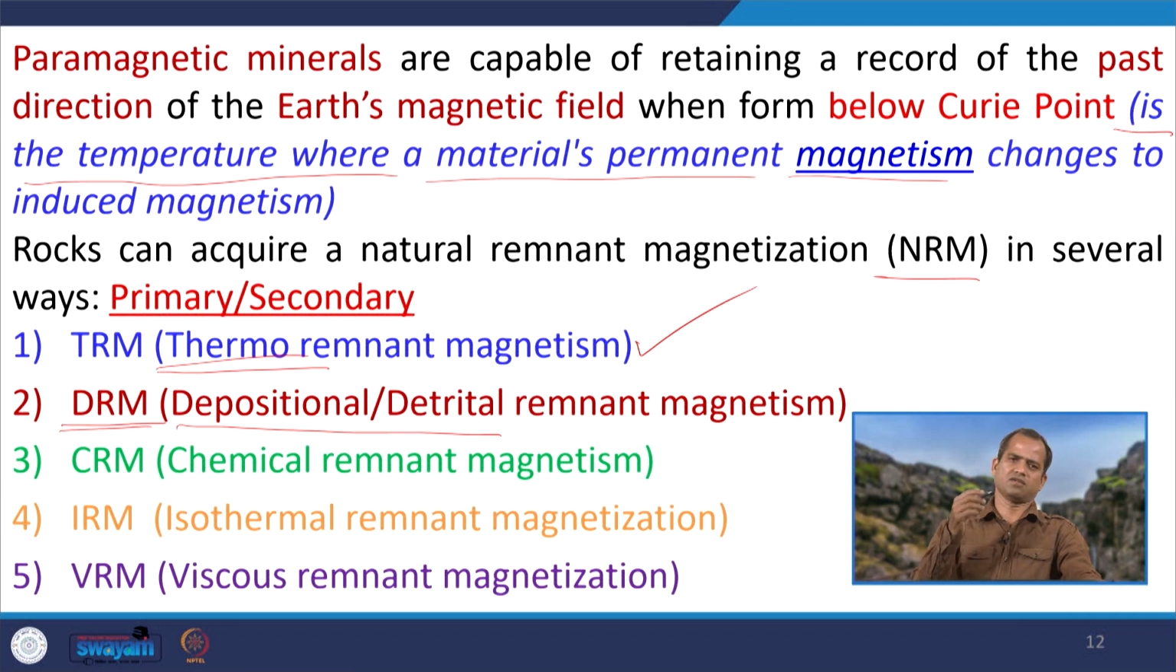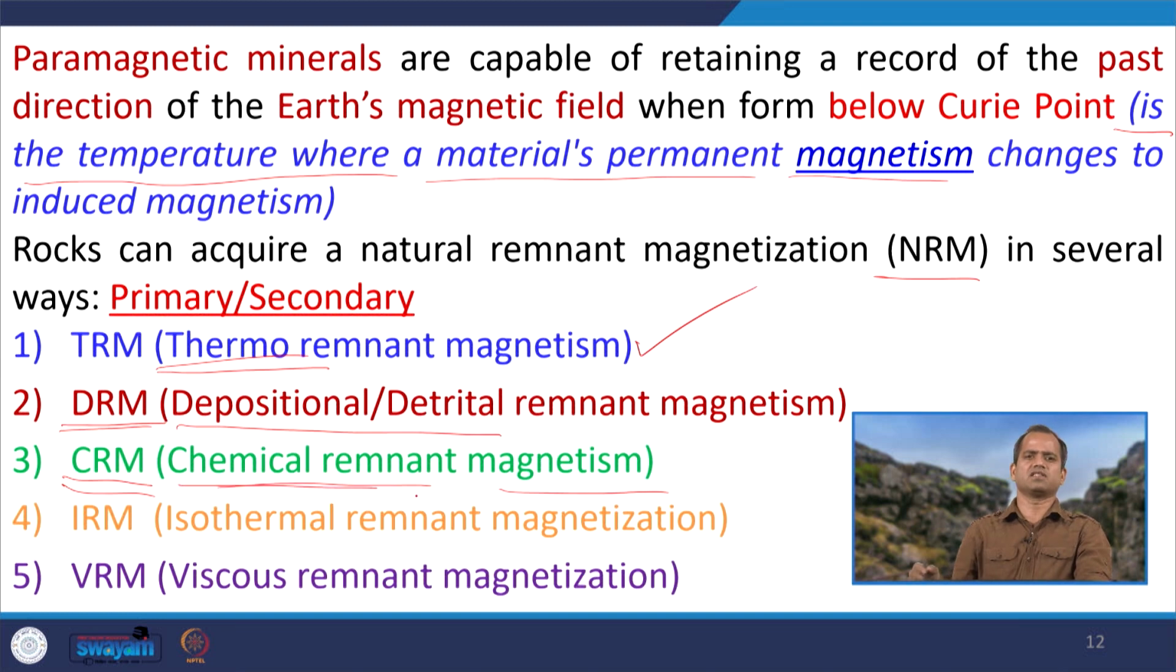Another is the CRM, chemical remnant magnetism, which is talking about some chemical reaction, that is diagenesis. After the deposition, when the diagenetic reaction takes place within the sedimentary rock, some new minerals are created like magnetite, hematite. So, these magnetic minerals, if they are created, orient themselves according to the Earth's magnetic field.